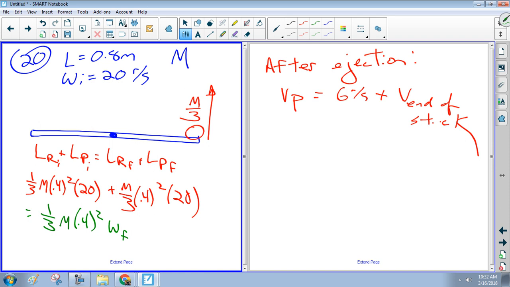There's two different omegas, though, aren't they? I can't use omega f over here for the particle, right? Do you guys see why or no? No.